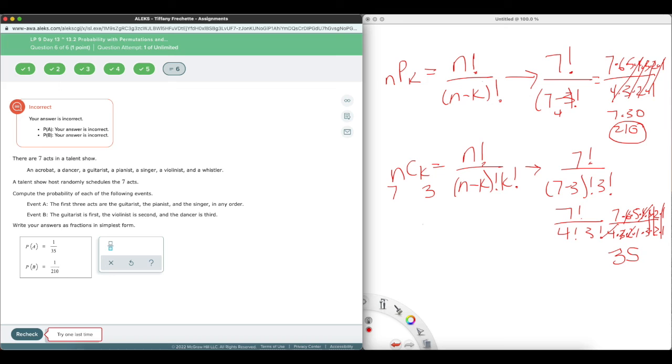So each one of the 210 possible outcomes for event B is equally likely to happen. So we say that each one has a 1 in 210 chance of happening. Same thing with that first one. So we just want to make sure we put it in the fraction. So that was my oops.